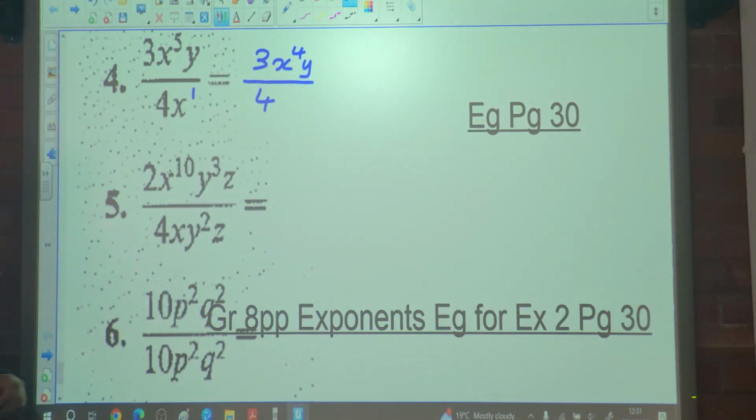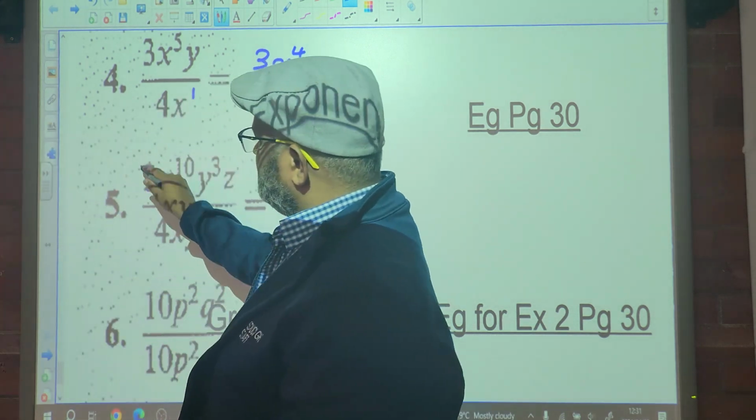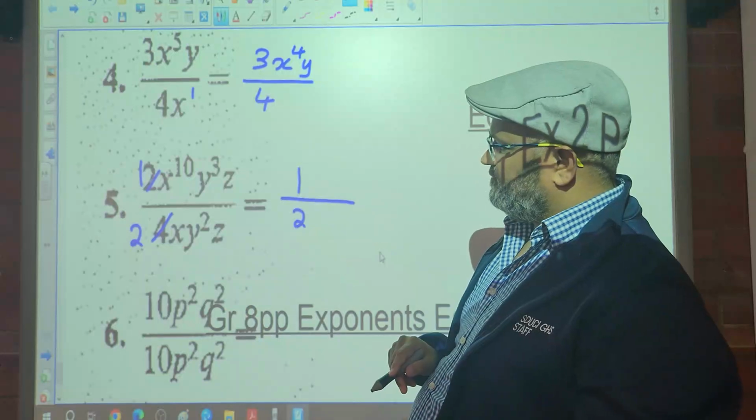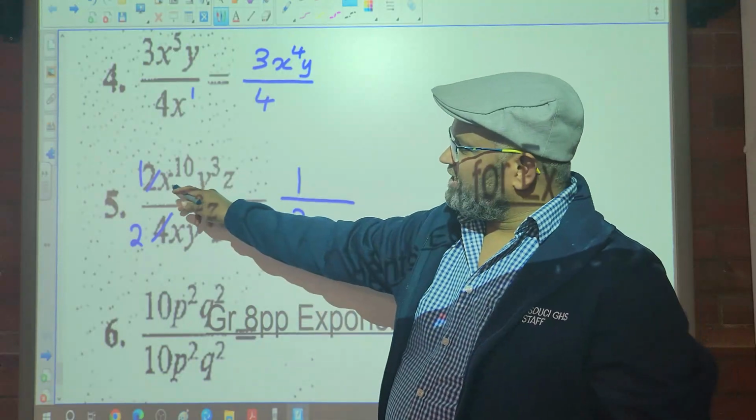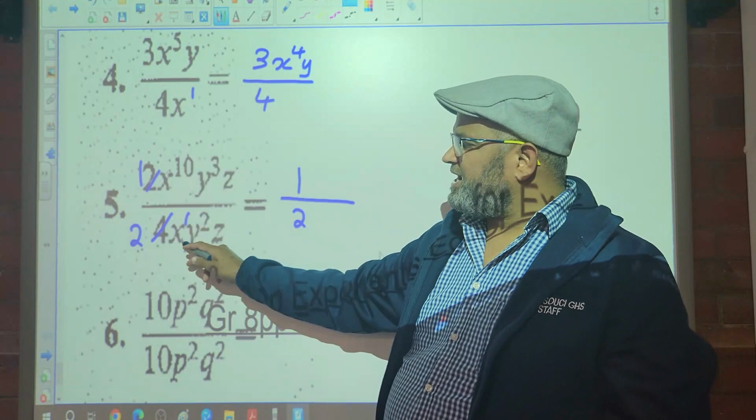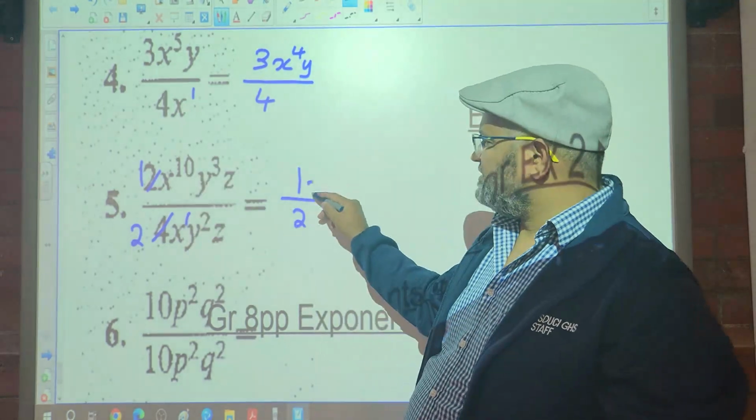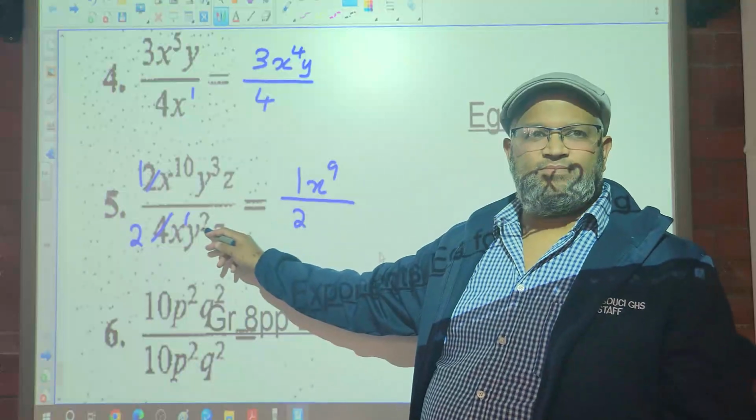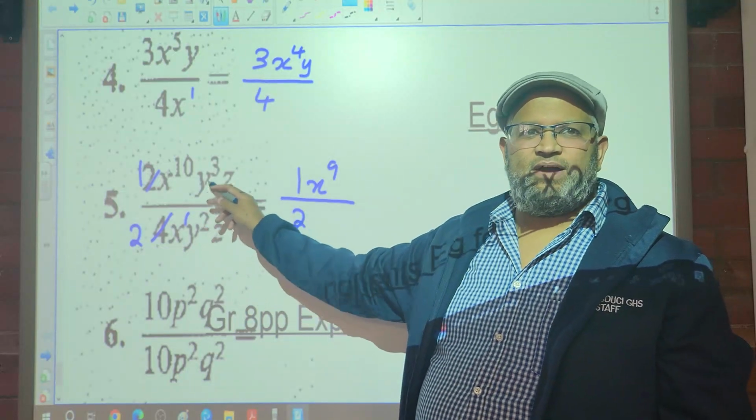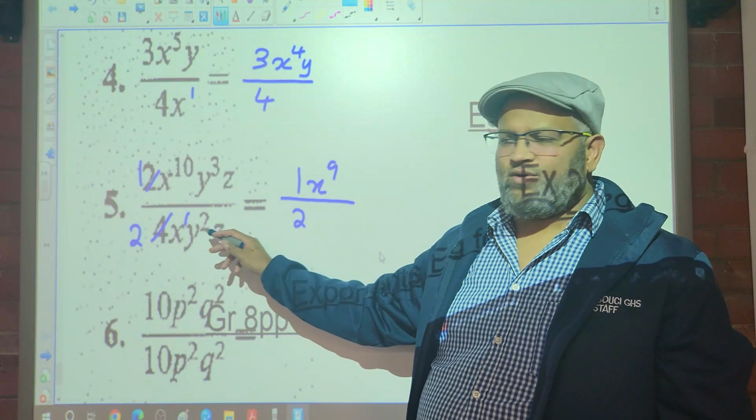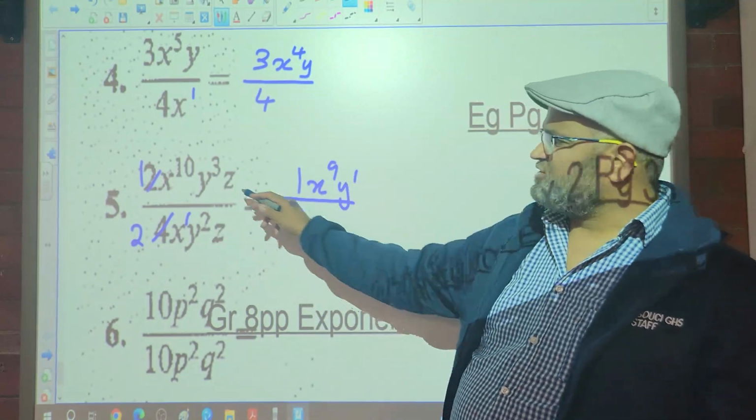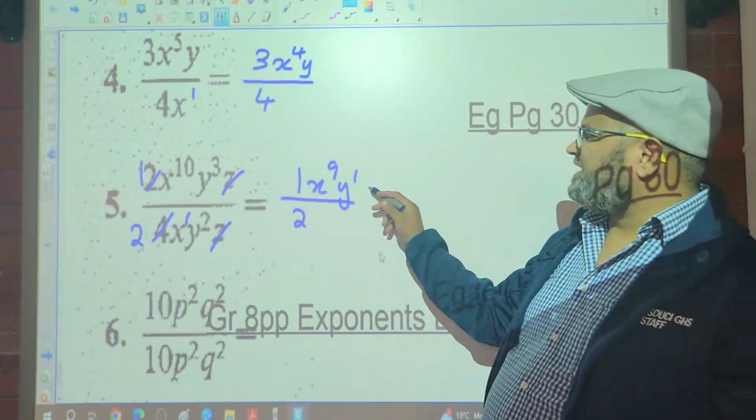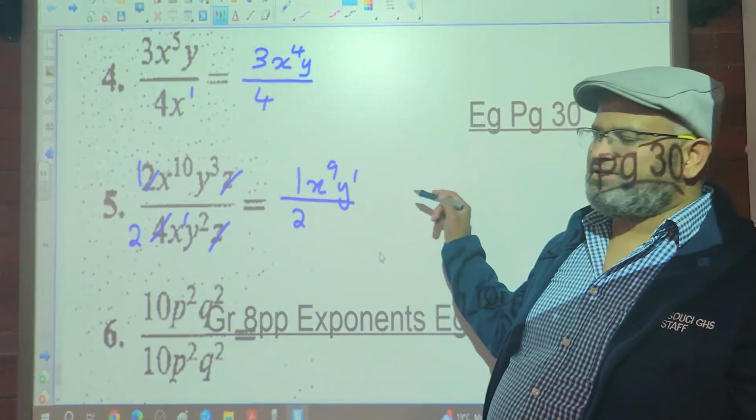Okay. Look at the next one. 2 goes into 2 once, 2 goes into 4 twice. So it's 1 over 2. So here we got x to the 10 over x. So it's 10 minus 1, which is 9. So it's x to the 9. We got y cubed over y squared. What's 3 minus 2? 1. So it will be y to the 1. And the z's are the same, so they cancel out. Otherwise I can say z is 1 minus 1, which is z to the 0.